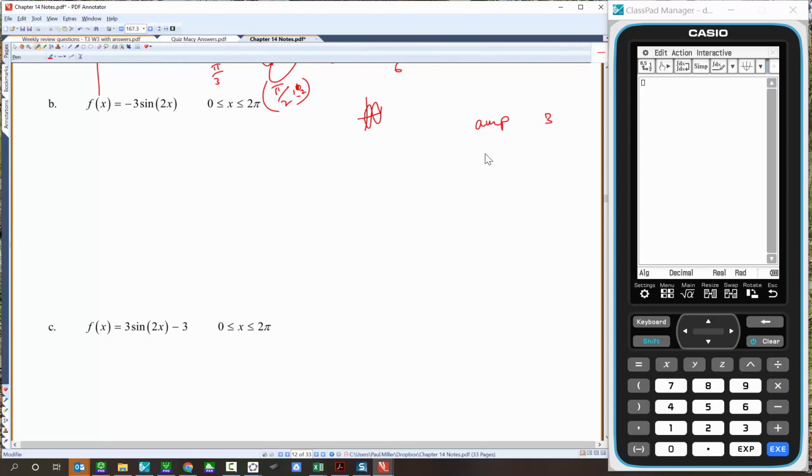Now, amplitude is 3. Period for a standard sine graph is 2 pi, and what we're going to do is divide it by the n value, divide it by that value there, which means the period is pi. All right, how are we going to mark our scale? So our scale will be the period split into 4 parts. So our scale is going to be pi on 4. Now we're ready to go.